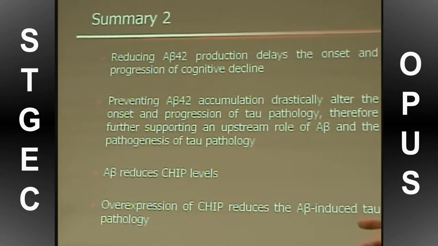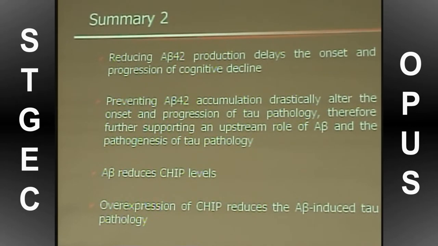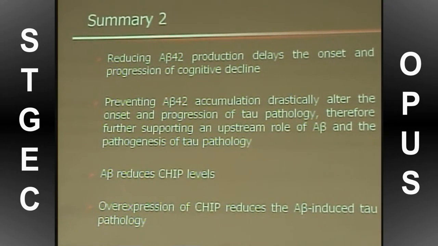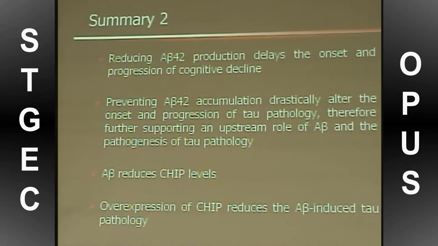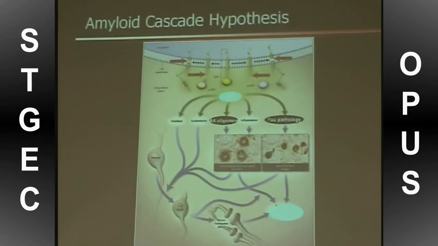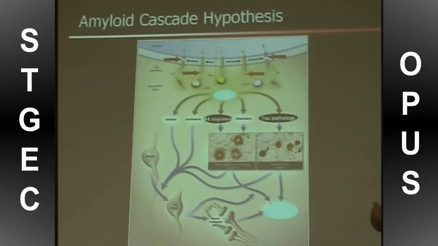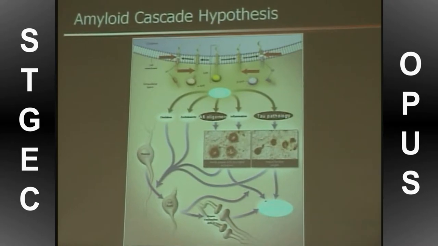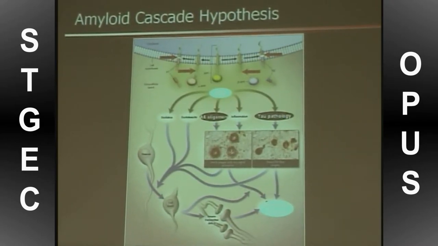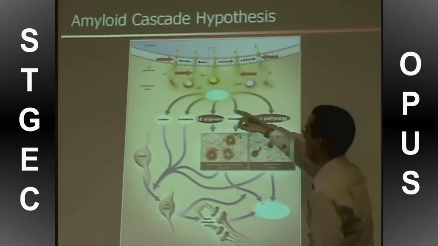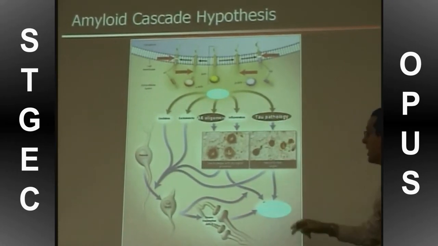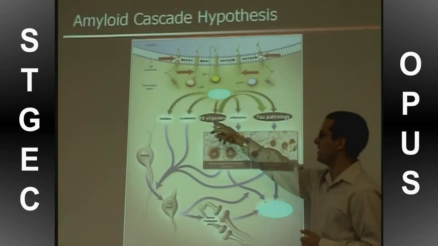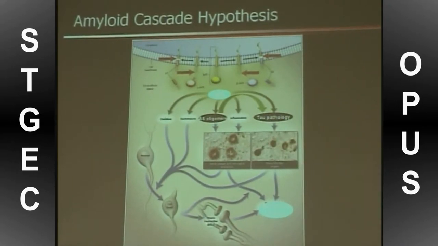So now CHIP seems to be a good therapeutic target, not only for Alzheimer's but also for these other disorders that are characterized by tau accumulation. Again, all this was done in Irvine. Now, how is this consistent with the amyloid cascade hypothesis that I was telling you about in the beginning, which speculates that A-beta accumulation is the cause of all forms of Alzheimer's disease, sporadic or familial? We provide strong in vivo evidence that A-beta is upstream of tau pathology, and we also have some data, which I didn't talk about today, that different forms of A-beta can also induce tau pathology.